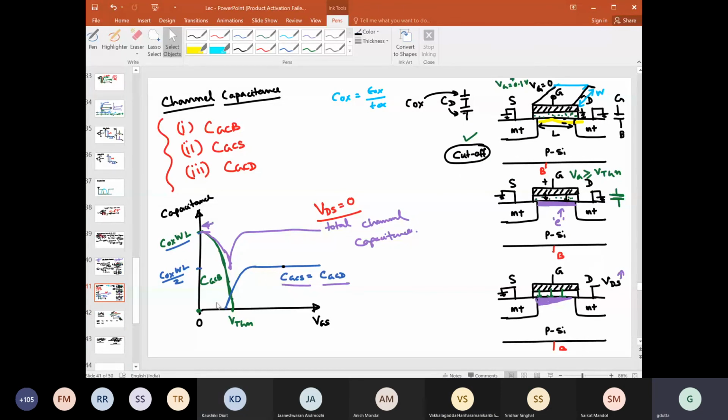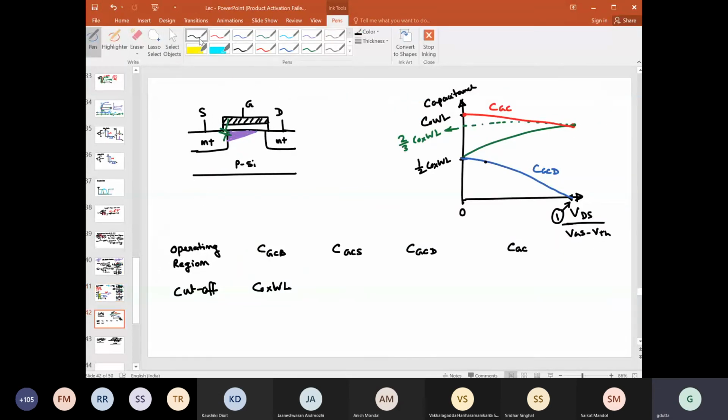See that? In cutoff means this region, right? This is the threshold. So this is the region which is the cutoff region, right? So here this will be how much? 0. What will be the value of this CGCD? Again 0. What will be the total gate to channel capacitance? The total will be the summation of these 3. So obviously it is Cox into WL.